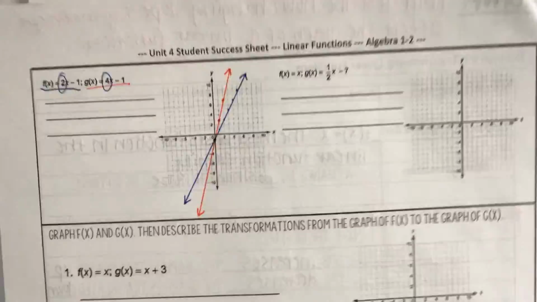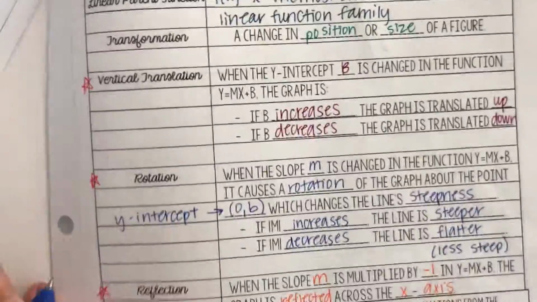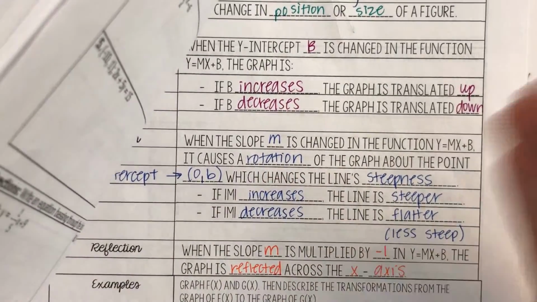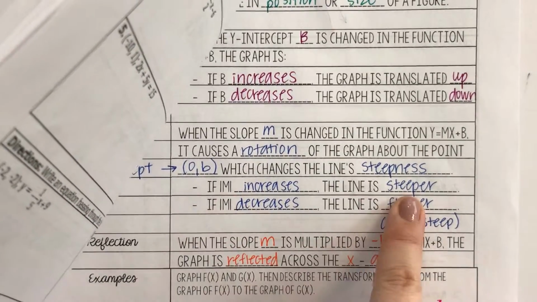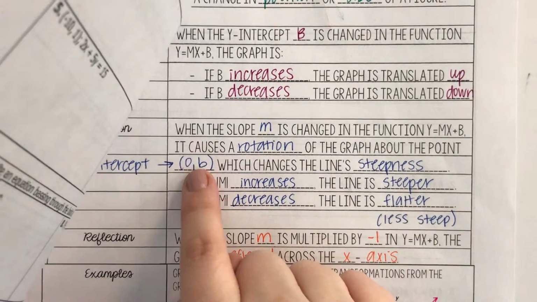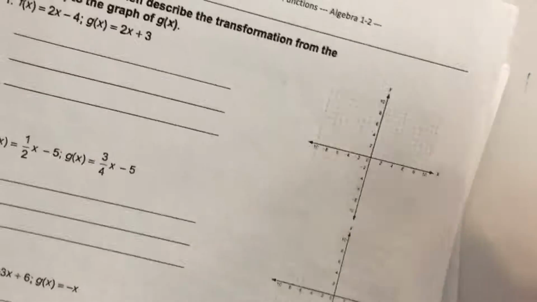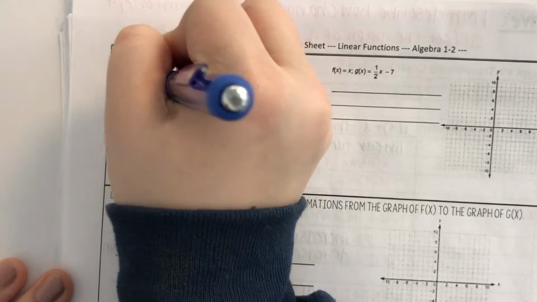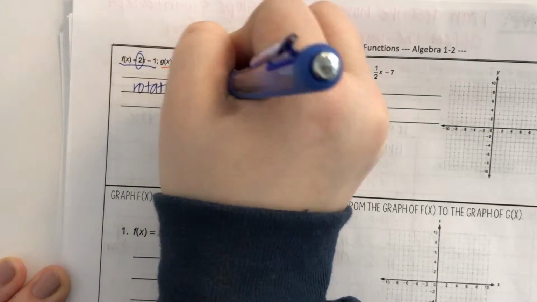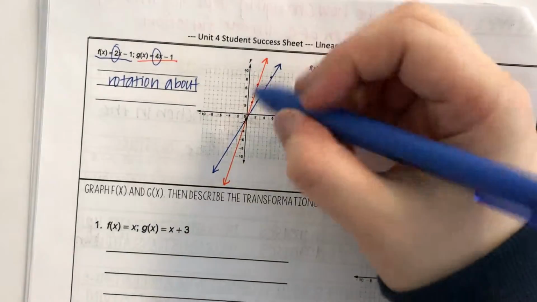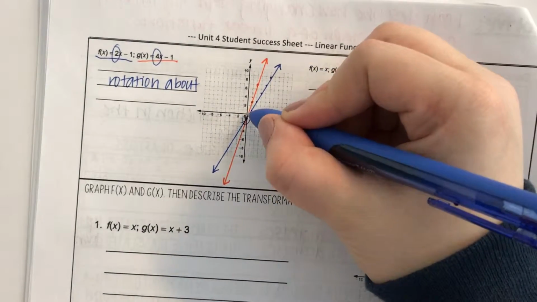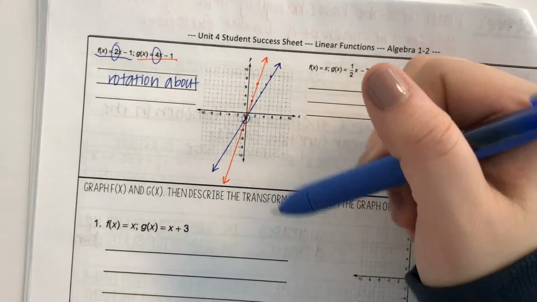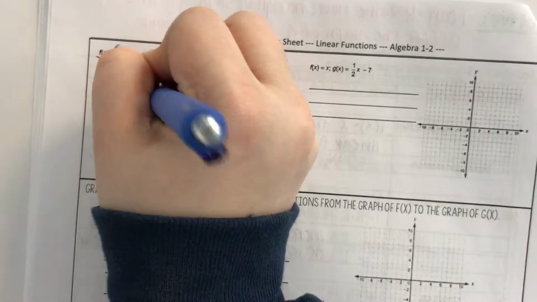Okay? So if we go back to our other page that describes all the different transformations, when I change the slope, it's a rotation. And since my slope went from 2 to 4, my slope increased, so the line is steeper. Okay? We need to figure out where the line rotated about. Okay, the y-intercept, so we have to figure out rotation about, and then what's the y-intercept for both of these? If you said 0, negative 1, that's the point at which they rotated about. You might notice that's where they intersect. That is where they rotated. Okay, so rotated about 0, negative 1.